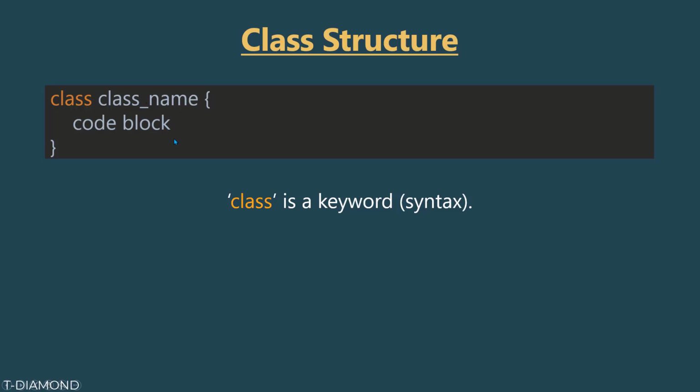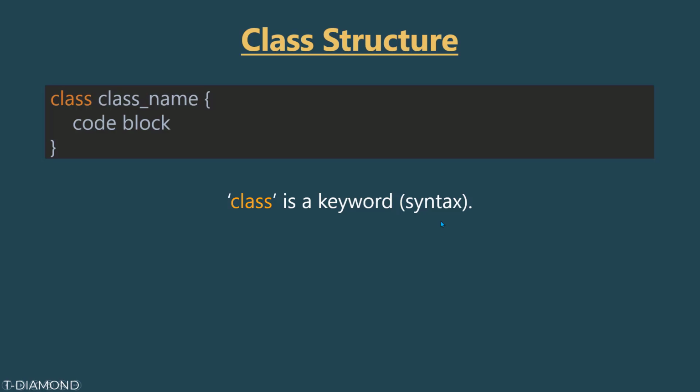Let me explain. Java knows that whenever we write the class keyword, we will leave a space and then we will type the name of the class. And after that we will put the braces and write our code. So this structure defines how we create a class in Java. In other words, this is the grammar of how we create a class in Java. So this is syntax, okay?